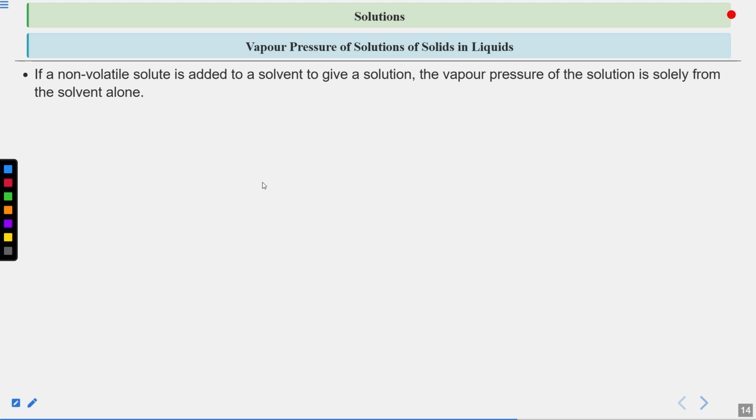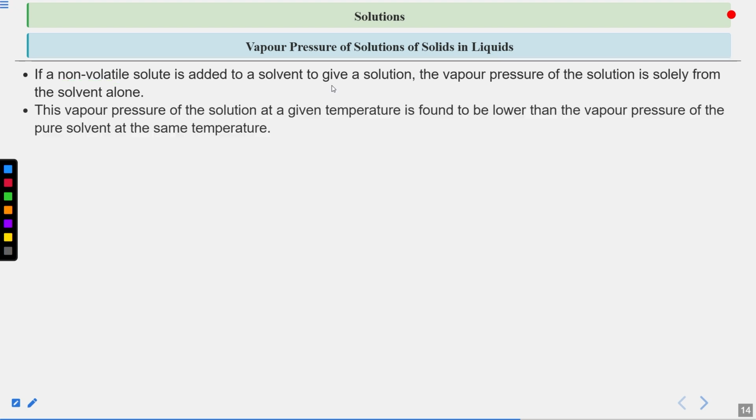Hence, we can say that if we add a non-volatile solute to a given solution, the vapor pressure of the solvent decreases and it is less in the formed solution. So, at a given temperature, it is always less than the pure solvent.